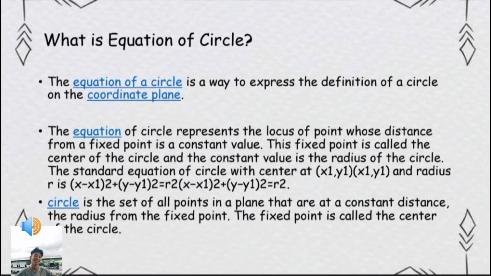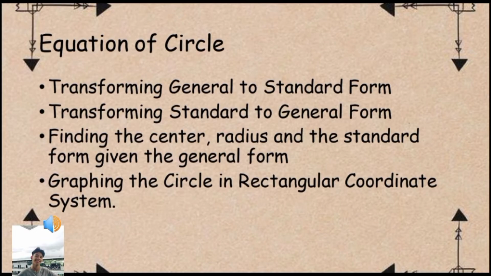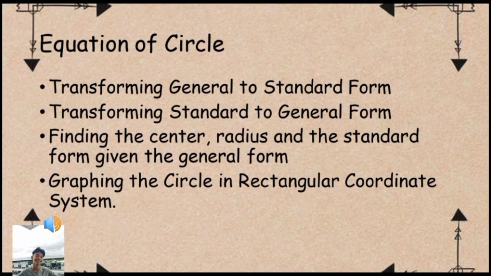A circle is the set of all points in a plane that are at a constant distance, the radius, from a fixed point. The fixed point is called the center of the circle. Equation of a circle: transforming general to standard form, transforming standard to general form, finding the center and radius in the standard form given the general form, and graphing the circle in the rectangular coordinate system.